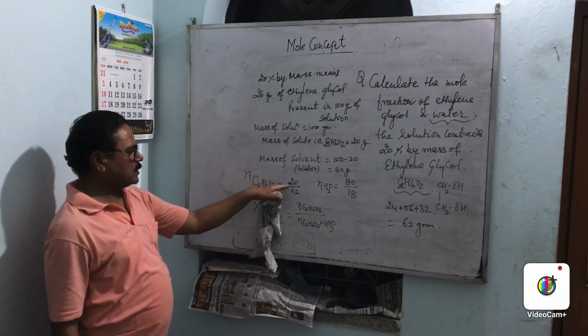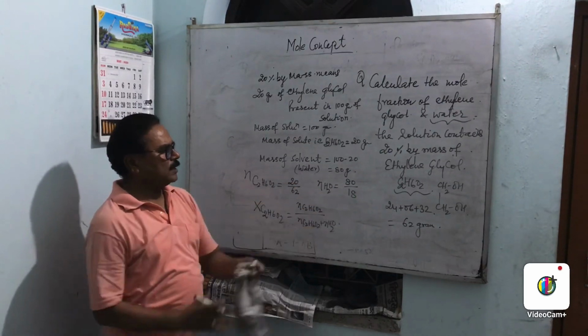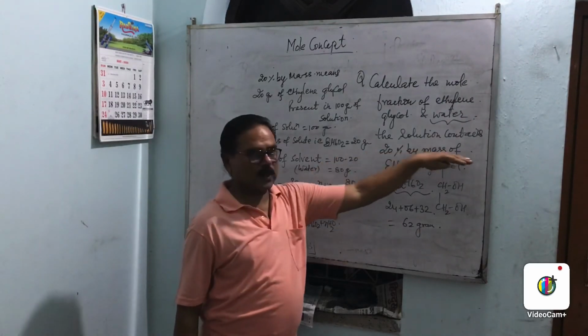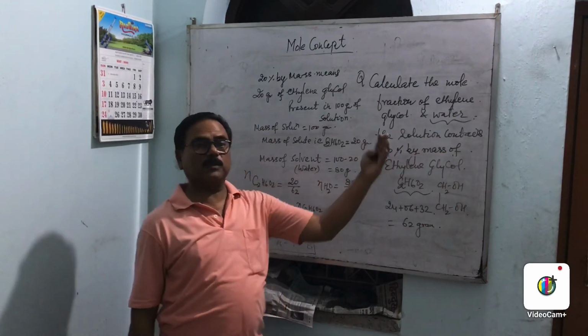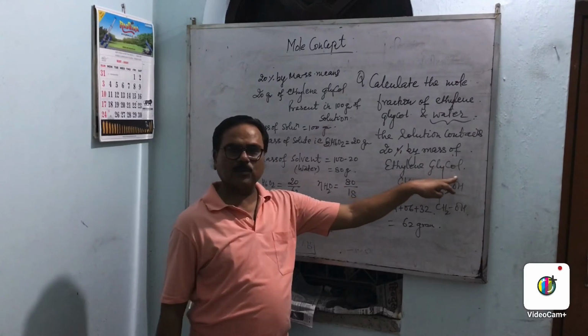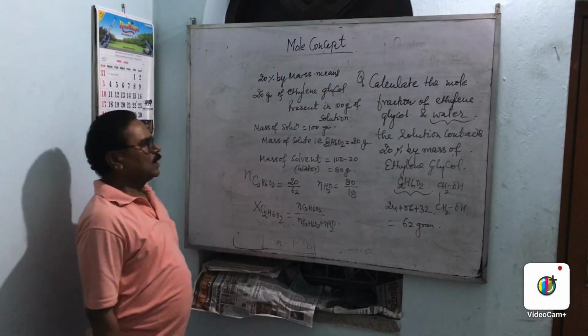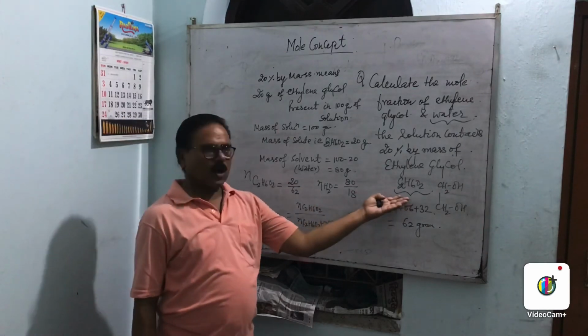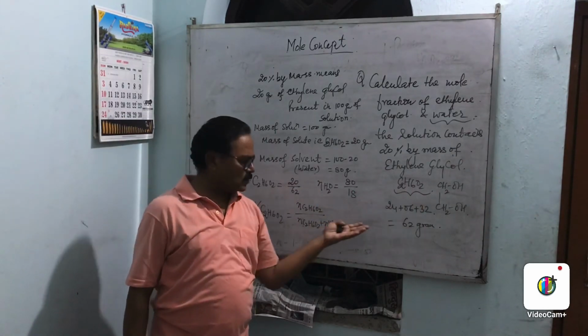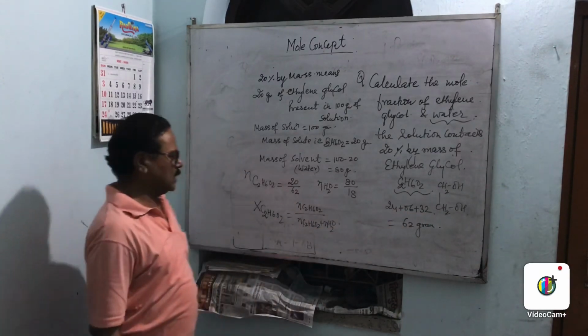So it is the given mass by the molecular mass. Here in this problem, the mass percent concept is used: 20% by mass means 20 gram of the solute present in 100 gram of solution. That's why the mass concept is needed. Now for ethylene glycol, how to calculate the molecular mass? So the molecular mass also needs to be calculated.